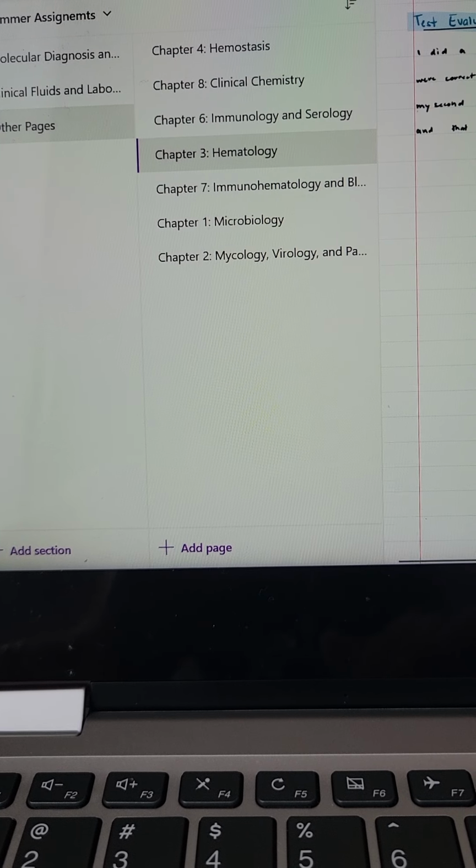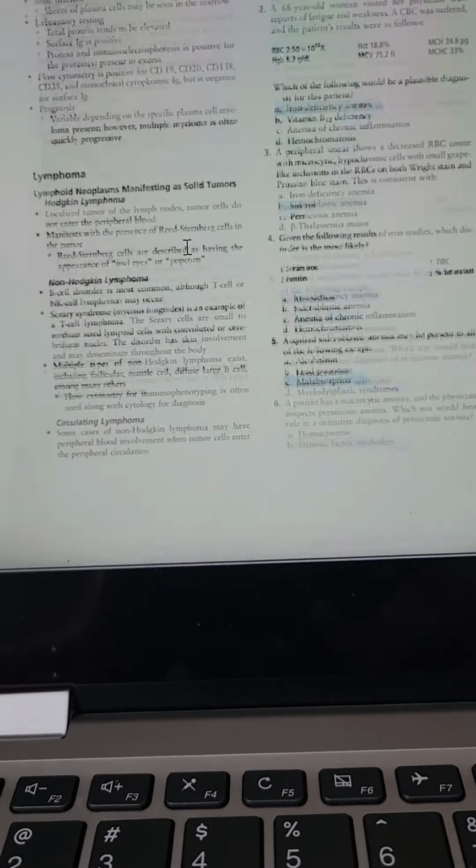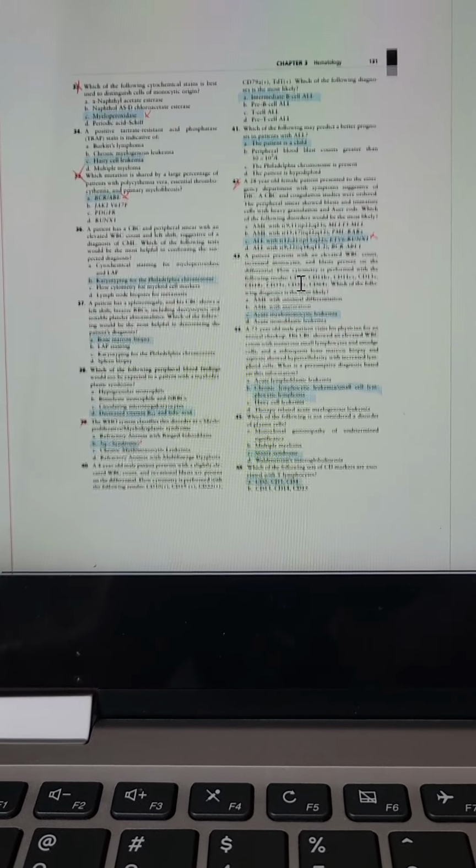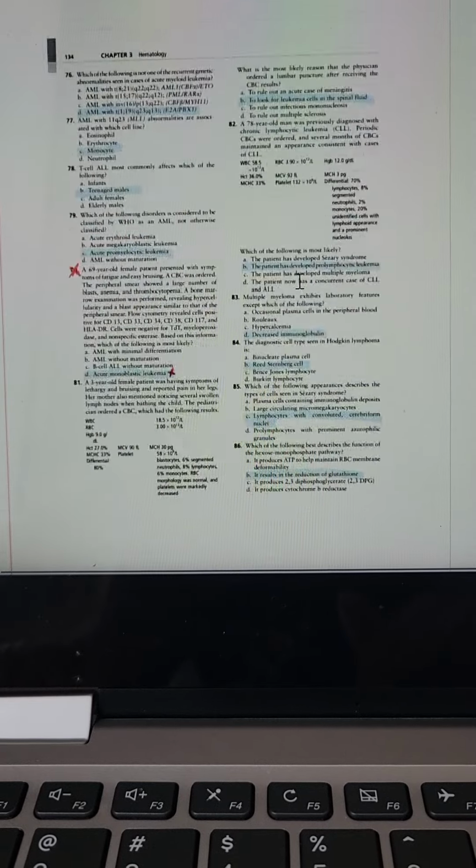Following that was chapter 3, hematology, which was due August 8th, 2021, so a little bit earlier last month. And so of course the same format would be the pre-quiz with all my corrections in there.